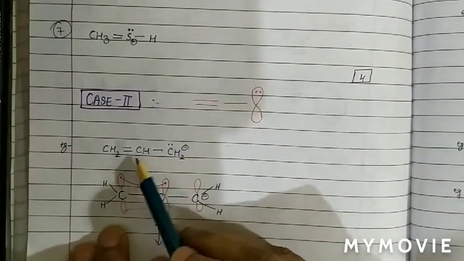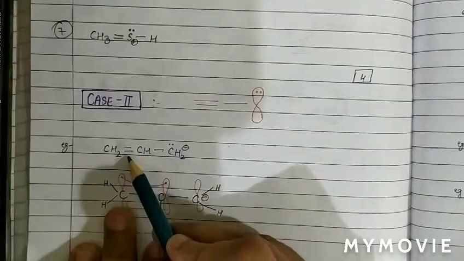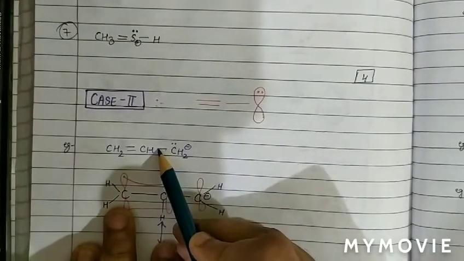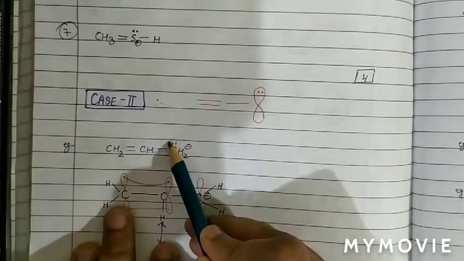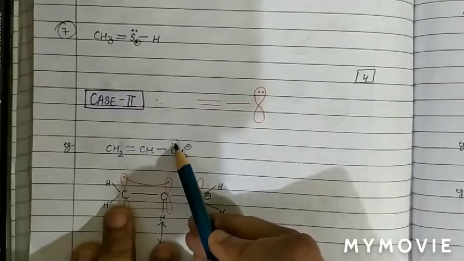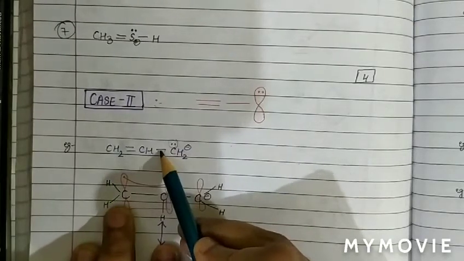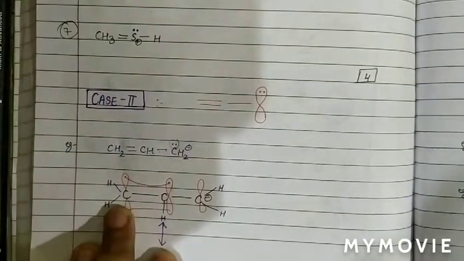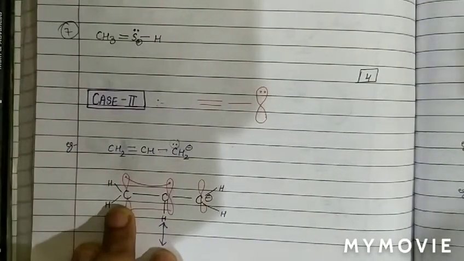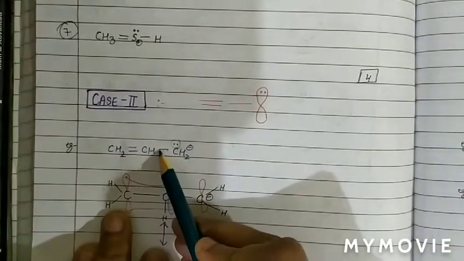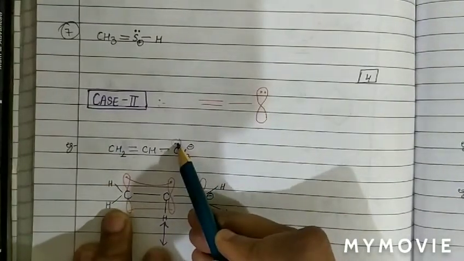See the next case of resonance. In this case, the pi bond is separated by a sigma bond from the carbon atom having a lone pair of electrons. So this type of conjugated system is carbon with a lone pair or negative charge, then a single bond, and then a pi bond. This kind of resonance is present when there is separation of a pi bond by a sigma bond and the carbon atom having a lone pair.